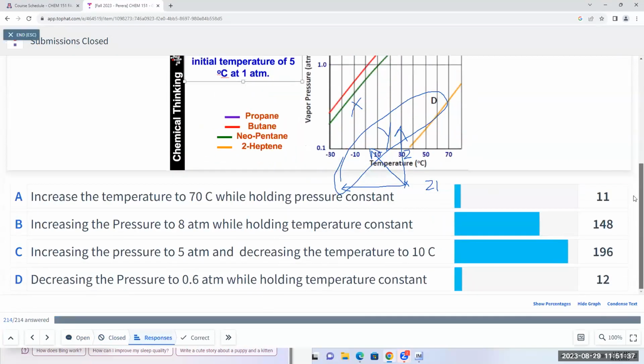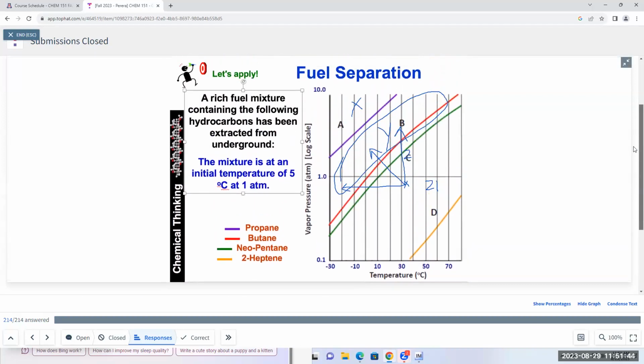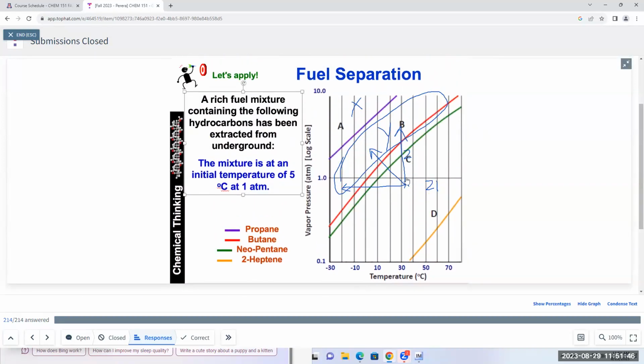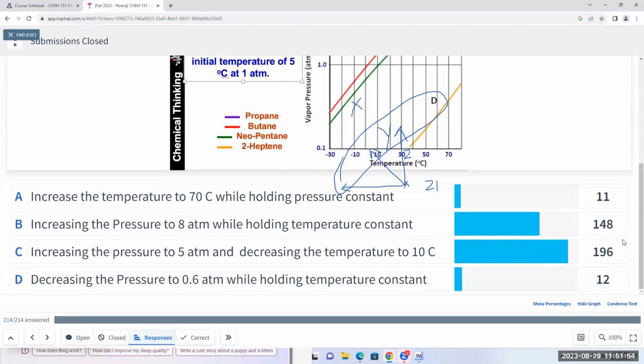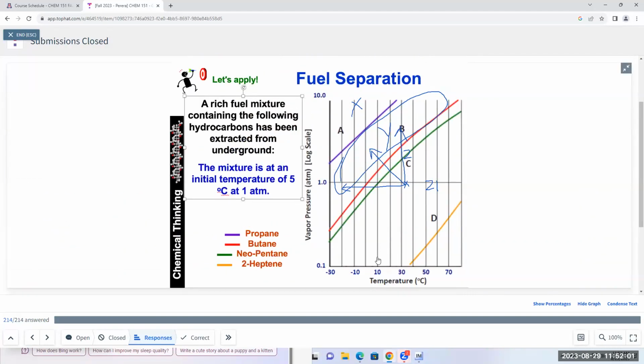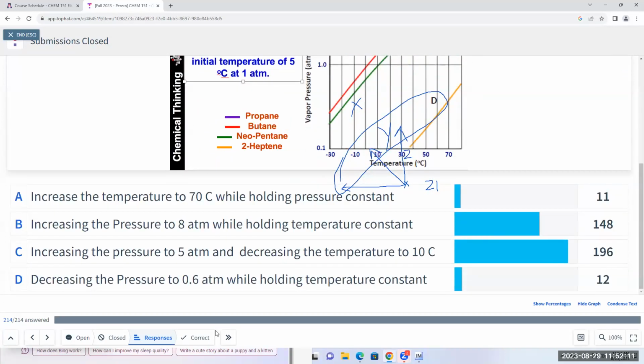Most of us said option B: increasing the pressure to 8 atm while holding the temperature constant, meaning going up like this. Holding the same temperature means you are going vertically up. That will work. And increasing the pressure to 5 atm and decreasing the temperature to 10 centigrade. So 10 centigrade and 5 atm would be somewhere around here. Again, that will put us in region Y. So definitely B and C are the correct answers.